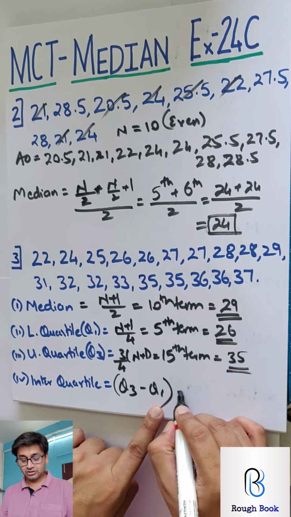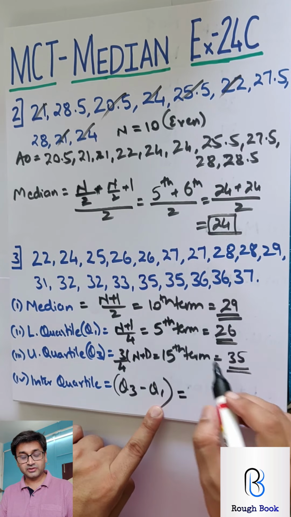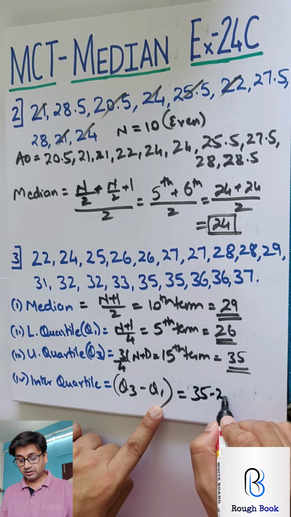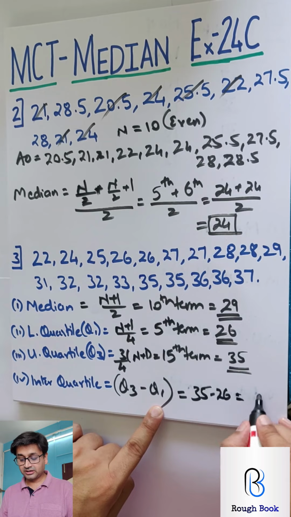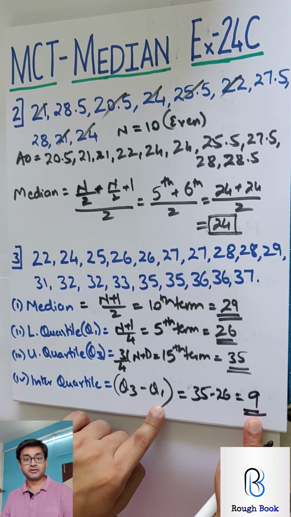When you subtract these two, don't subtract 15 and 5. Subtract the values that you have got, 35 and 26. So what is the difference? 9. So the final answer will be 9.